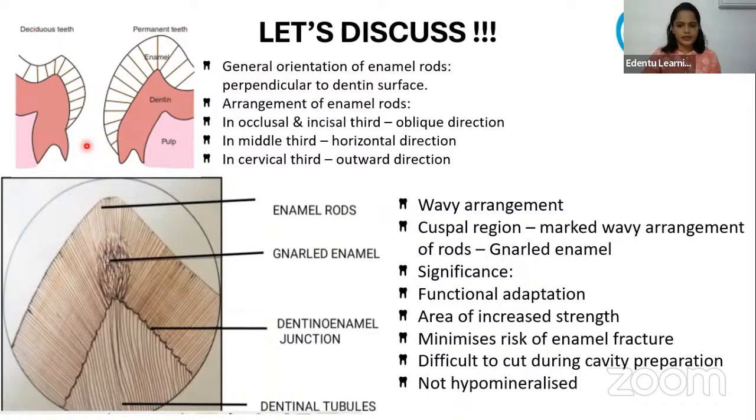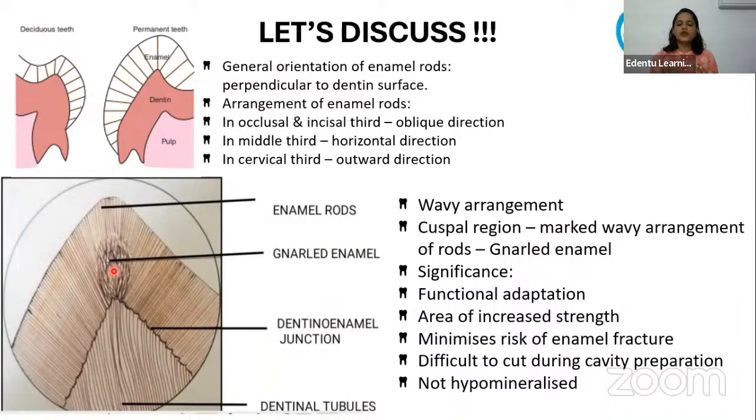Okay, so what about the enamel rods when they reach the cusp tip and the incisal third? They will be arranged in a wave-like manner. This wave-like arrangement of the enamel near the cusp tips is called the gnarled enamel. This is an example of the gnarled enamel. And what is the main significance of this gnarled enamel? It is mainly considered a functional adaptation.